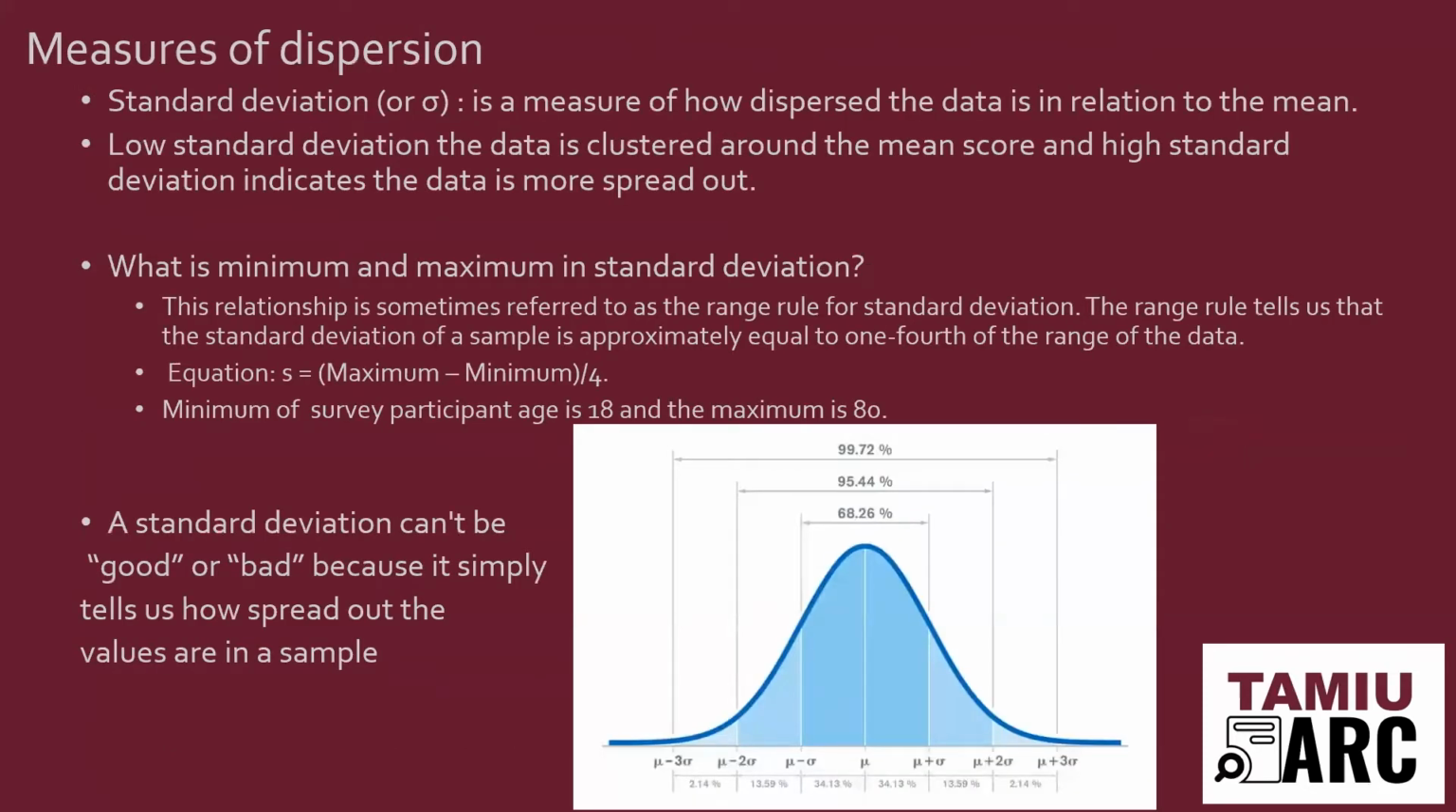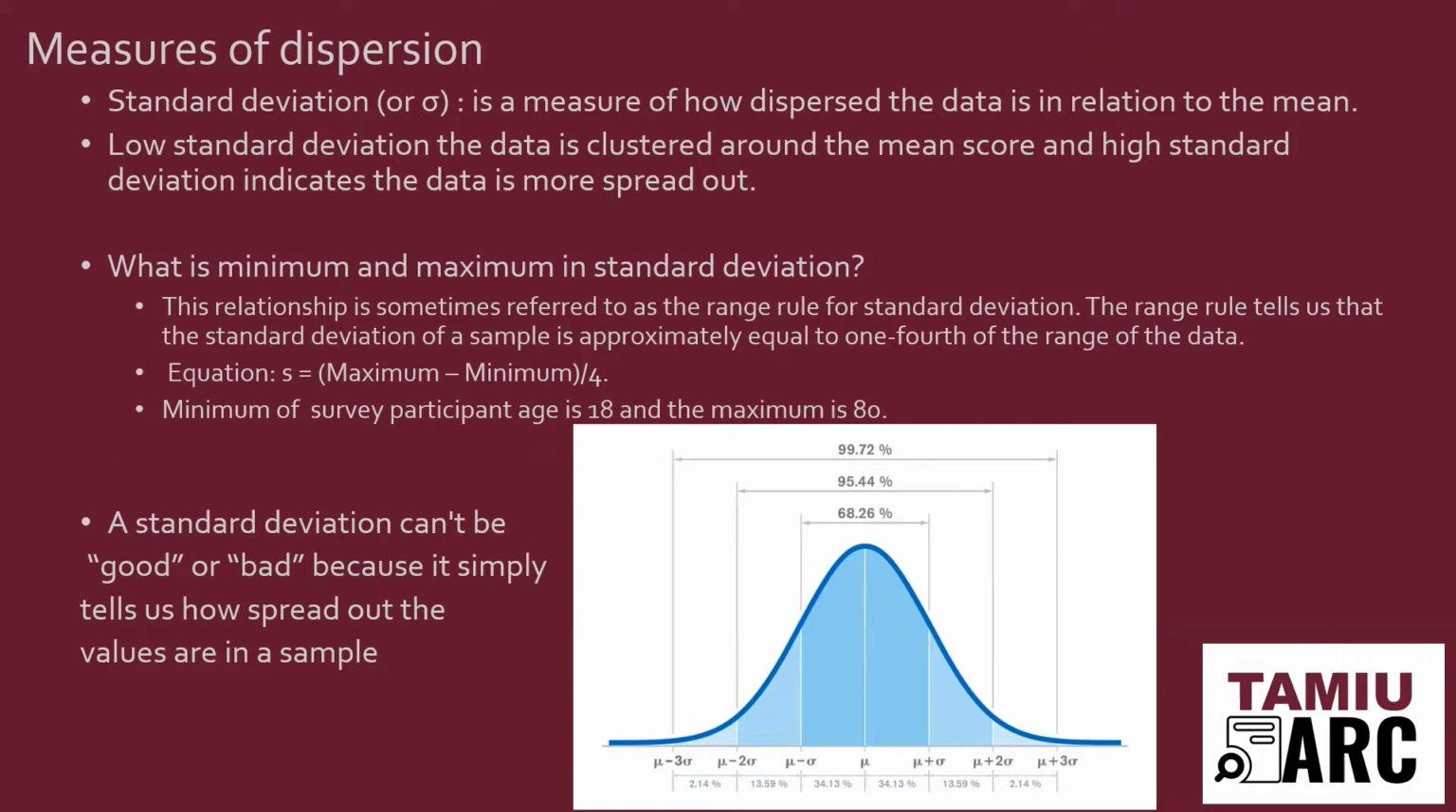Measures of dispersion: the standard deviation, or sigma, is a measure of how dispersed the data is in relation to the mean. With a low standard deviation, the data is clustered around the mean score, and with a high standard deviation, the data is more spread out. And what is the minimum and maximum in standard deviation?